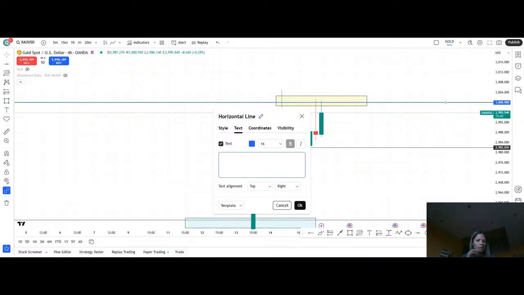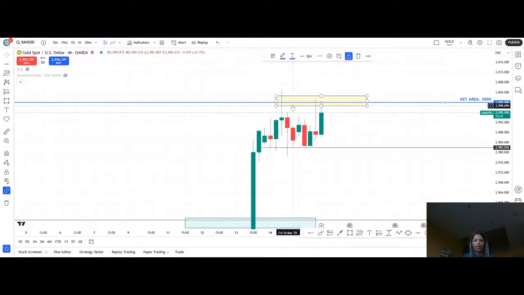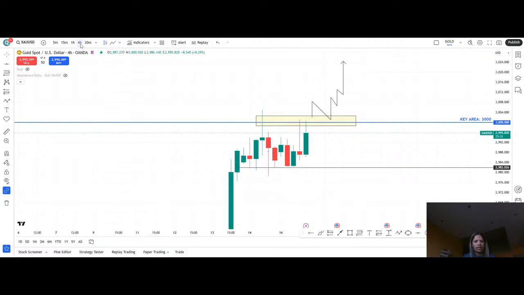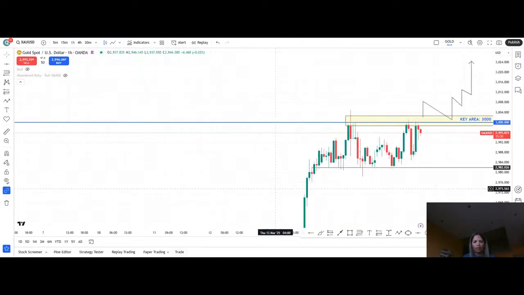we can see that price, that's the highest that price went to last week, and it's not breaking past yet. Therefore, I do think price first wants to come down.